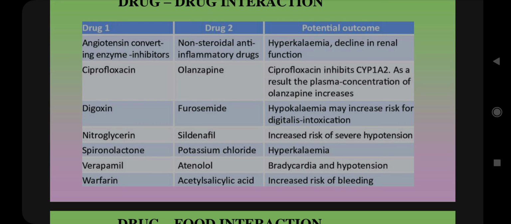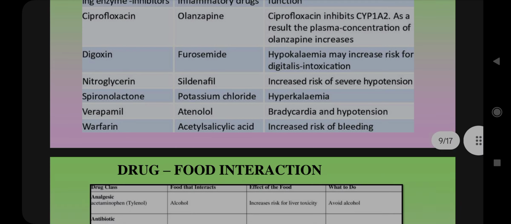sildenafil. It will increase the risk of severe hypotension, means the blood pressure will decrease a lot. Spironolactone and potassium chloride will cause hyperkalemia. Then verapamil and atenolol will cause bradycardia and hypotension. Warfarin and acetyl salicylic acid will increase the risk of bleeding.